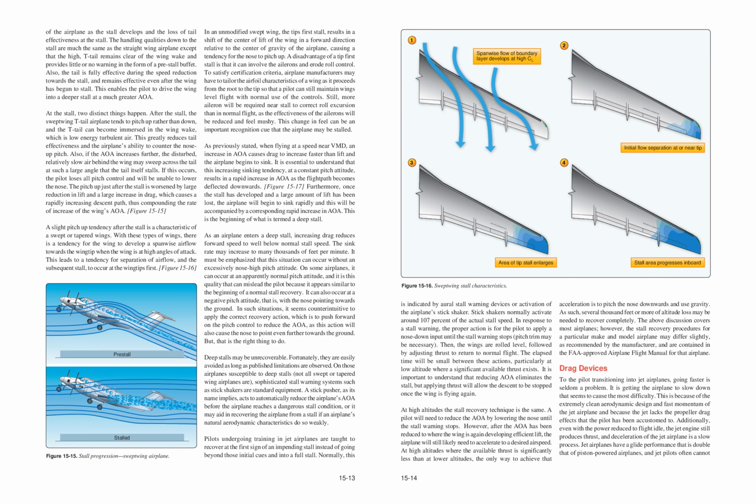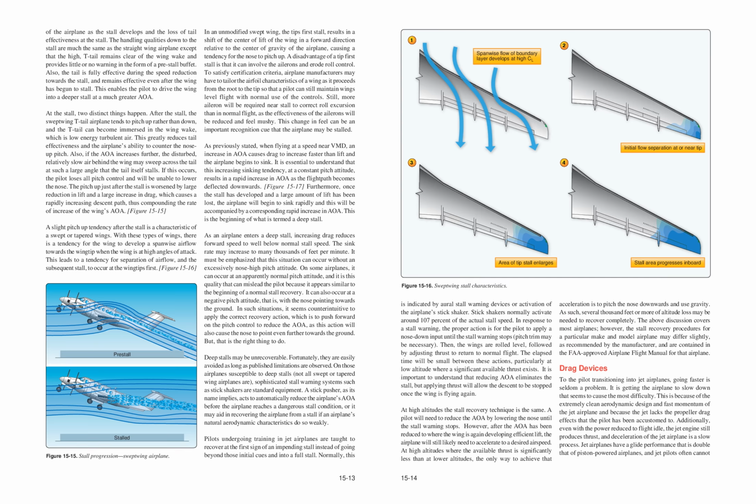In an unmodified swept wing, the tip-first stall results in a shift of the center of lift of the wing in a forward direction relative to the center of gravity of the airplane, causing a tendency for the nose to pitch up. A disadvantage of a tip-first stall is that it can involve the ailerons and aero roll control.